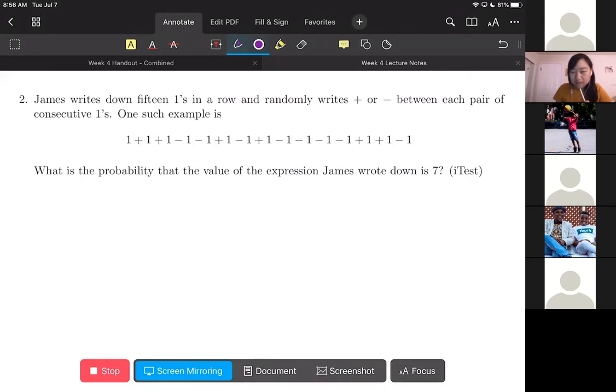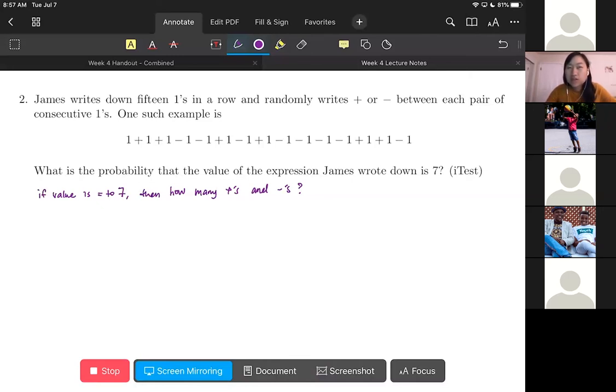If the value is equal to 7, there must have been 8 negative ones and 7 positive ones. That way, when you add them, you get 7. So I'm not so sure, but I think the total way of doing this would be 15 choose 7.